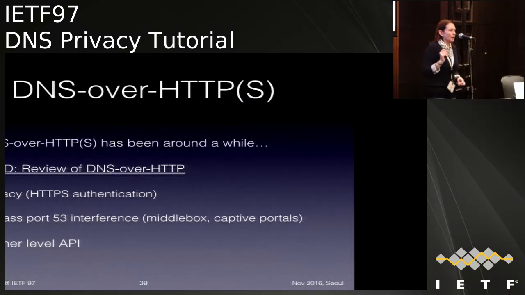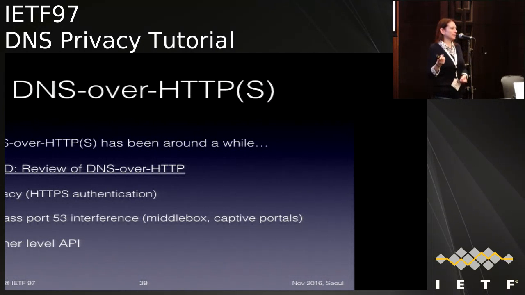A very quick note on a couple of topics here. So DNS over HTTPS has actually been around for a while, non-standard, but used. There's a really good review of why it was used. And some of the motivations, well, one was privacy, it brings that with it. Others were bypassing middlebox interference. Others were exposing higher level APIs.